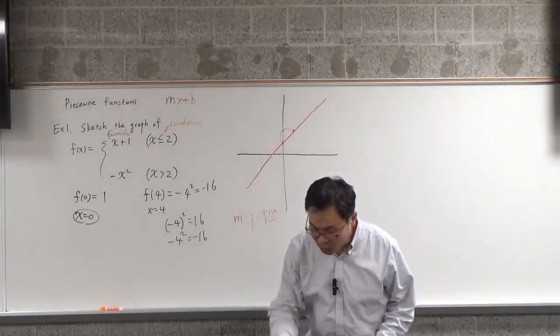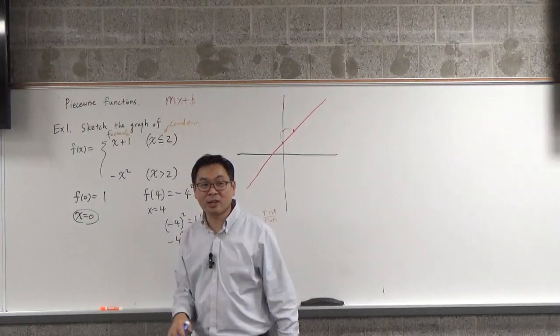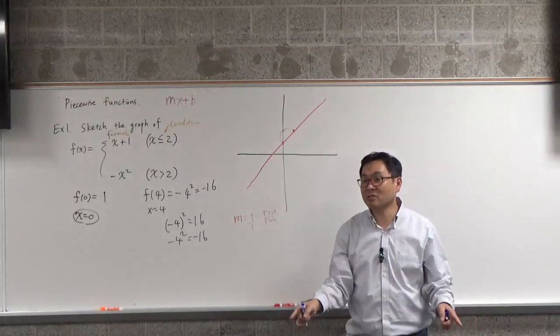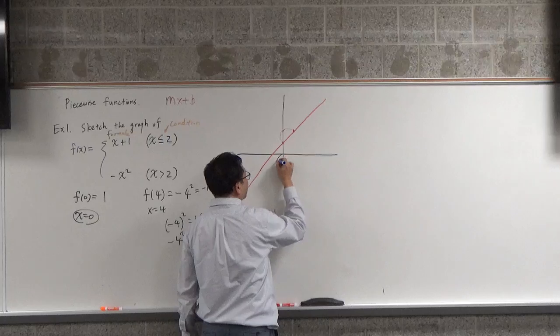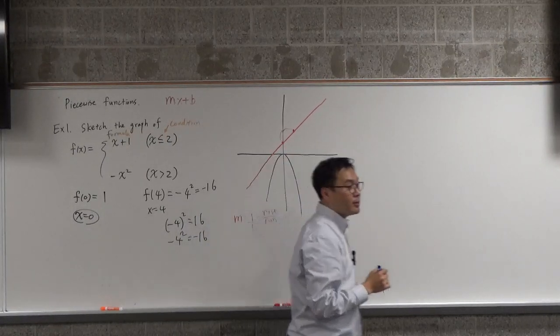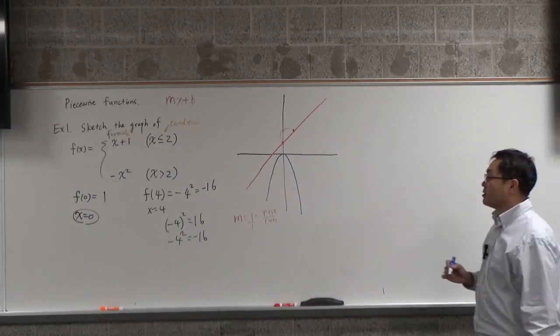Now let's try to draw the graph of negative x squared. Well, what's the graph of negative x squared? It's a parabola that opens down, right? Because it has a negative power. So the graph of negative x squared will be more like this. Okay? Do you agree? All right.